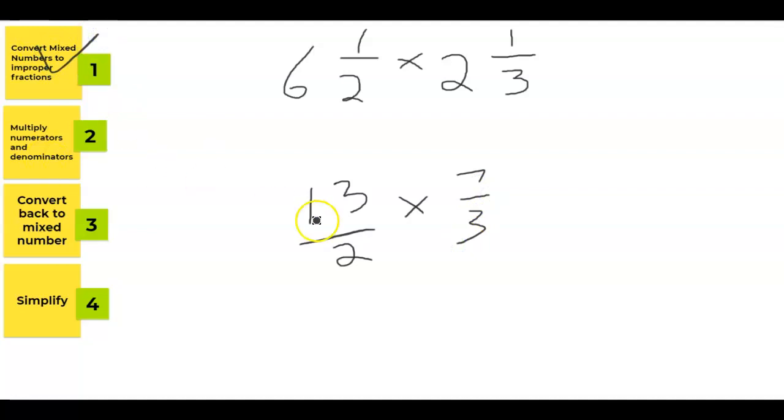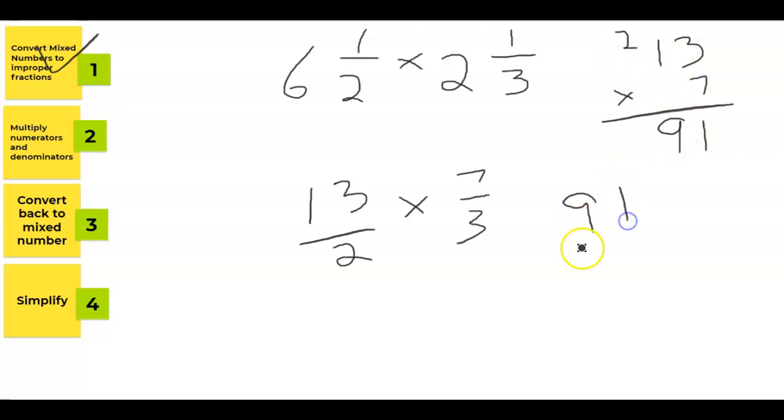Multiply numerators and denominators. Ooh, 13 times 7. We're going to end up with a big number. 13 times 7. 7 times 3 is 21. 7 times 1 is 7, plus 2 is 9. So that's 91 is my numerator. And what's my denominator? 3 times 2 is 6. 91/6. All right, so let's see.